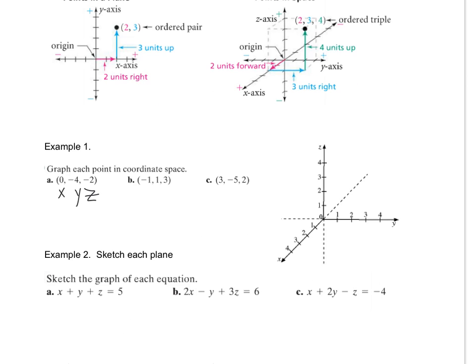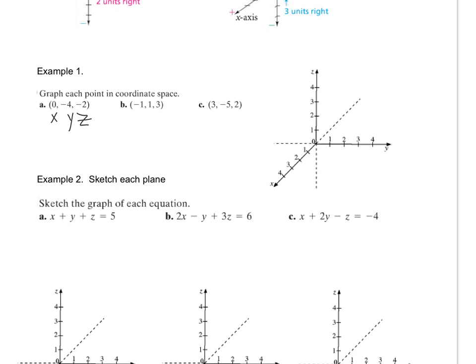So I'm going to graph the first ordered triple, 0, -4, -2. So this is the x-axis, this is the y-axis, this is the z-axis. So I'm not going to move any in the x direction. But the y, I'm going to move down 4, 1, 2, 3, 4. And then the z, from here, I'm going to go up 2. So I'm going to show that I'm going up 2, like this. We'll call this point A. So that's point A.